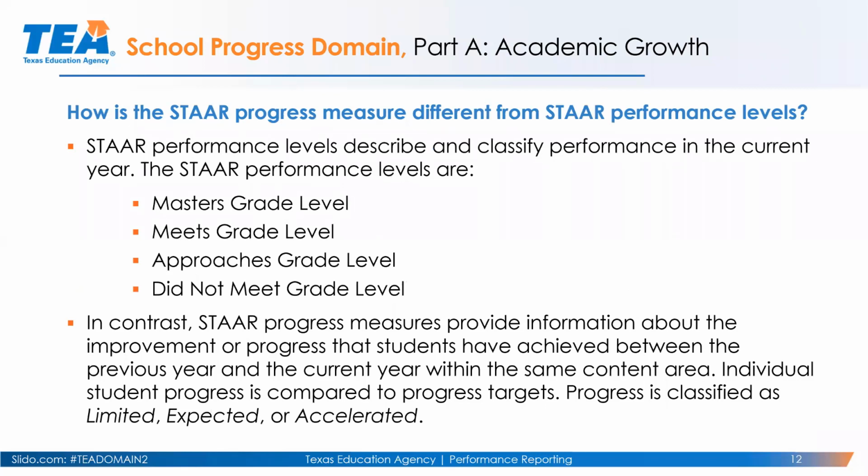So how is the STAAR progress measure different from STAAR performance levels? STAAR performance levels describe and classify performance in the current year. The STAAR performance levels are masters grade level performance, meets grade level, approaches grade level, or did not meet grade level performance. So in contrast, the STAAR progress measure provides information about the improvements or progress that the students have achieved between the previous year and the current year within the same content area.